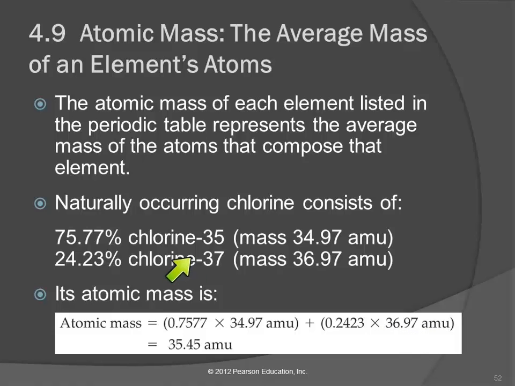If we look at this, chlorine 35, its mass is very close to 35, isn't it? 35 means it's got a total of 35 protons and neutrons altogether. So we would expect its mass to be 35 atomic mass units. Well, it isn't exactly, but it's really close. Chlorine 37 has a mass that's very close to 37. So in a problem like this, they'll give you the percent abundance, and they'll give you the mass of each of the isotopes, and they'll ask you to calculate the average mass of an element.